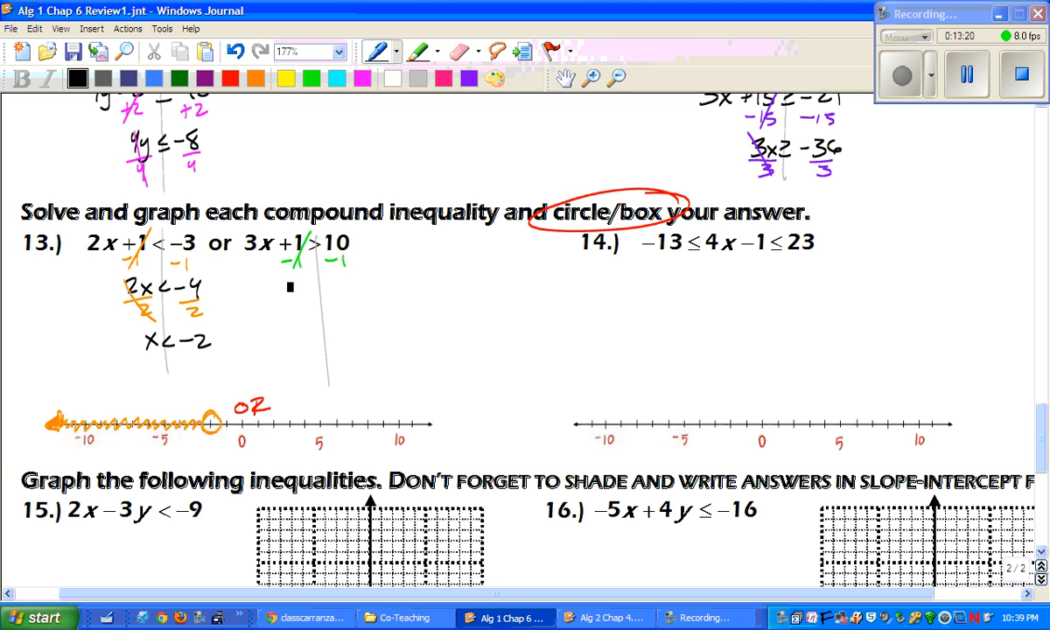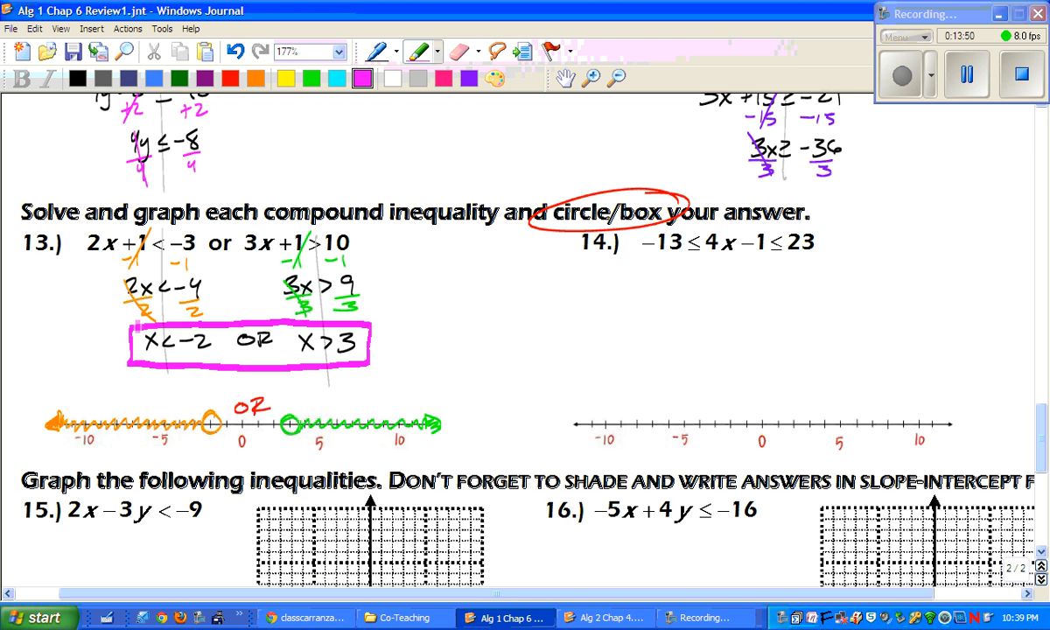Subtract 1 to both sides. We get 3x is greater than 9. Divide by 3. We get x is greater than 3. So at 3, 1, 2, 3, we're open. And then we shade everything to the right. So we have to circle or box our answers. There you go. So x is less than -2, or x is greater than 3.